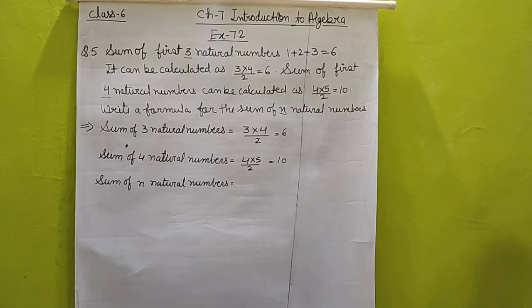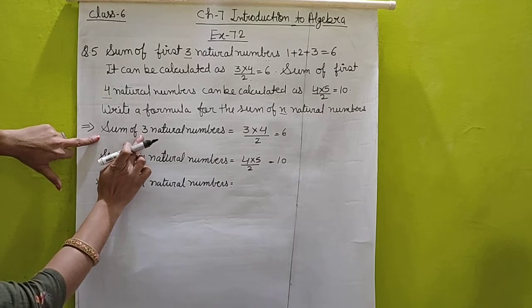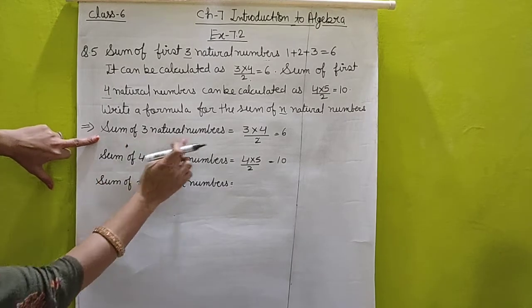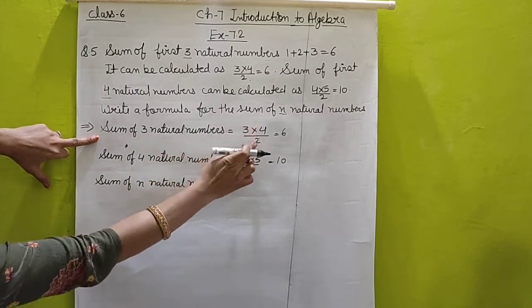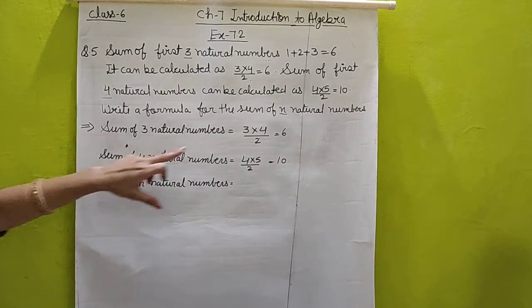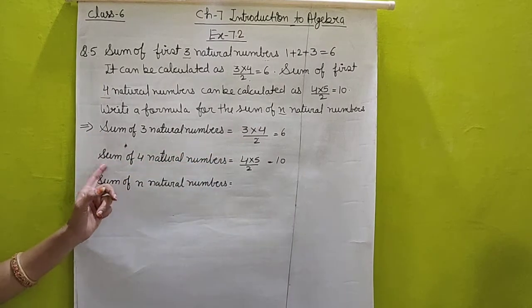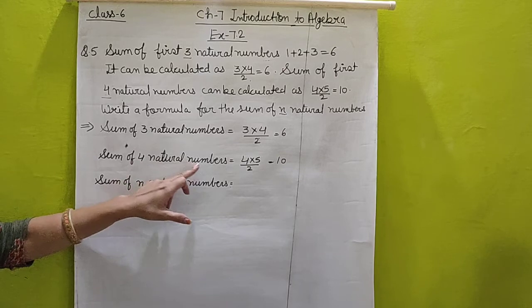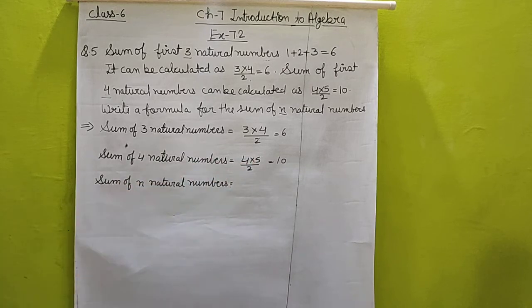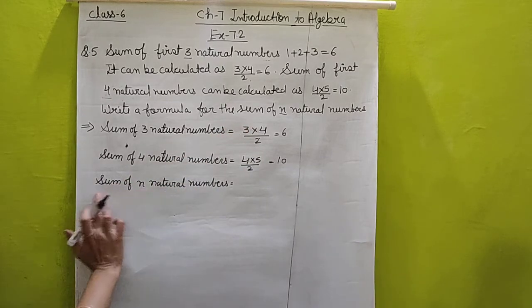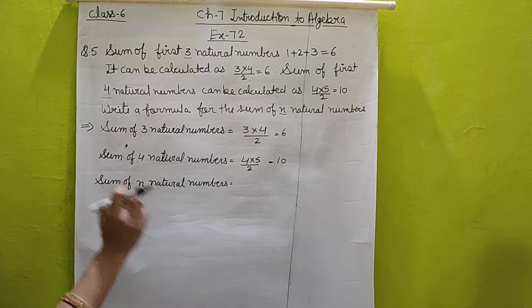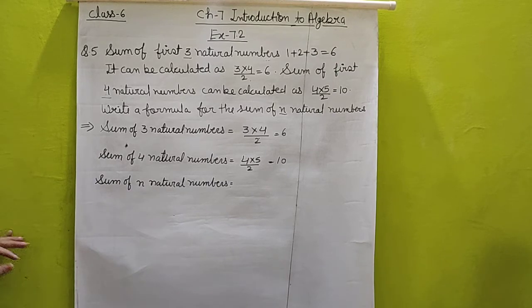So students, first of all we will write the given part. What is given? Sum of first three natural numbers is 3 multiply 4 upon 2 is equal to 6. This formula is given. And sum of first four natural numbers is equal to 4 multiply 5 upon 2 is equal to 10. So first of all we will observe these formulas and after that we will write the formula for the first n natural numbers. Okay, for the natural numbers we will write.